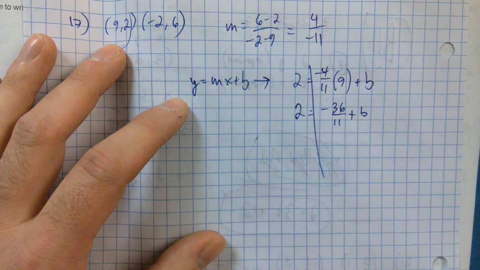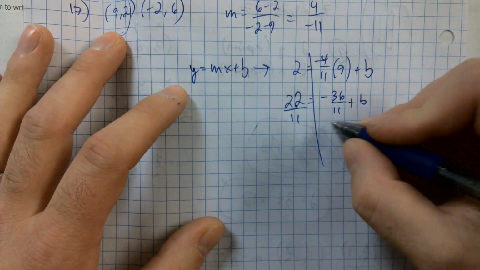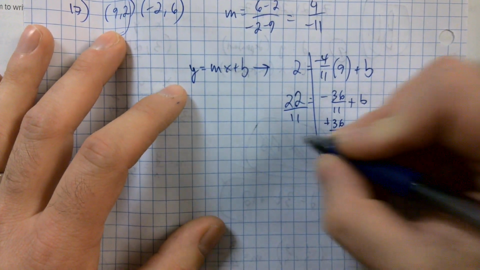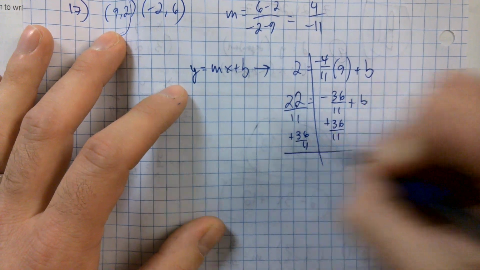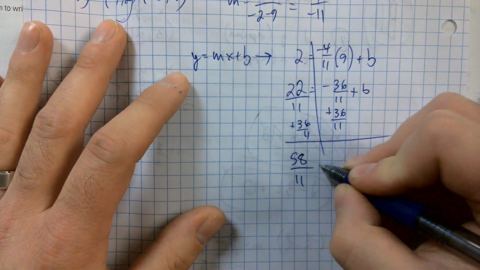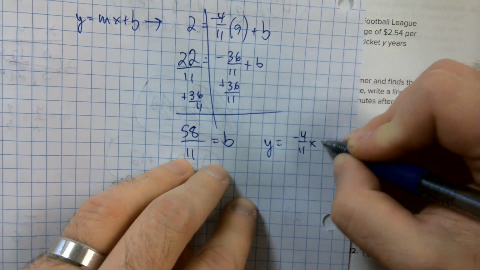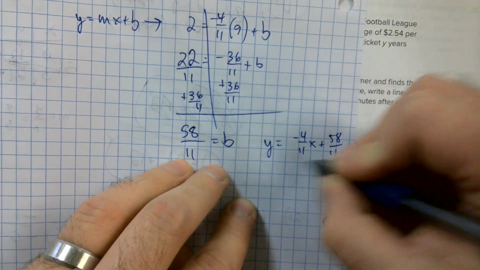Well, if I want to turn 2 into a fraction over 11, I could call that 22 over 11. And then if I add 36 elevenths to both sides, I get 58 elevenths. Yeah, 58. Gross. So y is equal to negative 4 over 11 x plus 58 over 11.